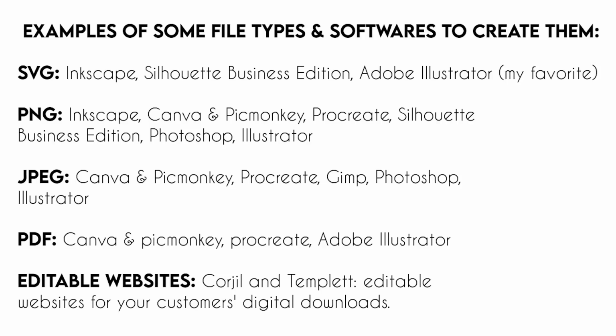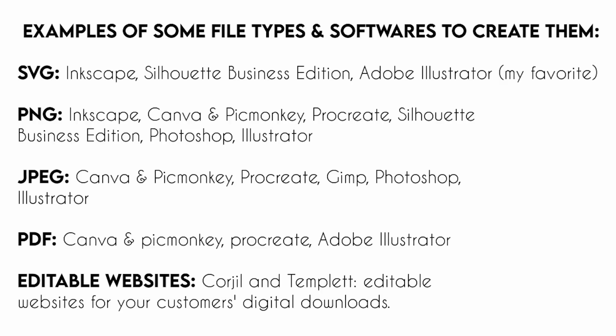So PNG designs, you can do Inkscape, Canva, and PicMonkey, which is a monthly paid thing. I personally use both and I love them both for designing different things, but you can design a lot in there, and it's actually becoming very popular in today's age, is Canva and PicMonkey. Procreate, so this is where you can basically draw your designs and save them and your customer can buy them. Silhouette Business Edition, Photoshop, and Illustrator. And then we have JPEG, so Canva and PicMonkey, Procreate, GIMP, Photoshop, and Illustrator. PDF files, you can use Canva and PicMonkey, Procreate, and Adobe Illustrator.